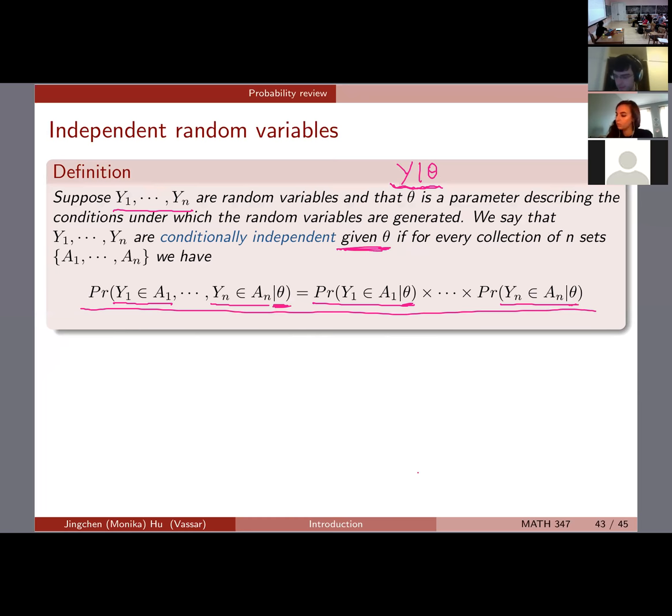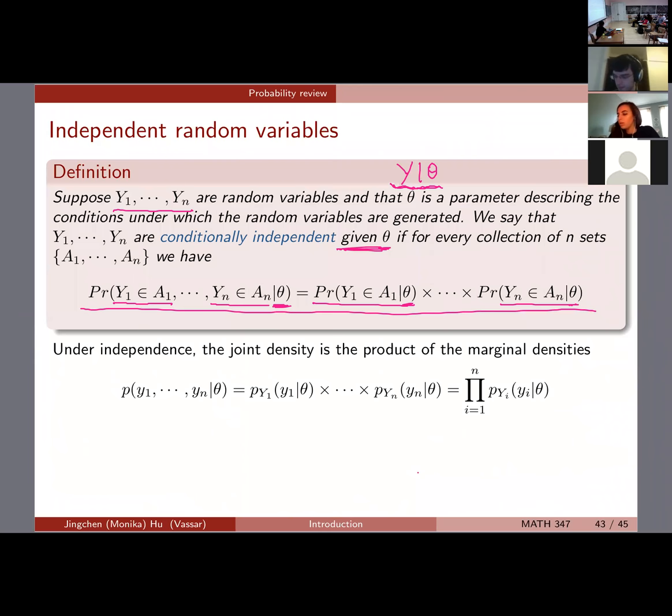And under independence, you will see that we will use this a lot as well. In frequentist methods, you have taken mathematical statistics, that kind of course, you know that if they're IID, then we like to write the joint as the product of the marginals, right?